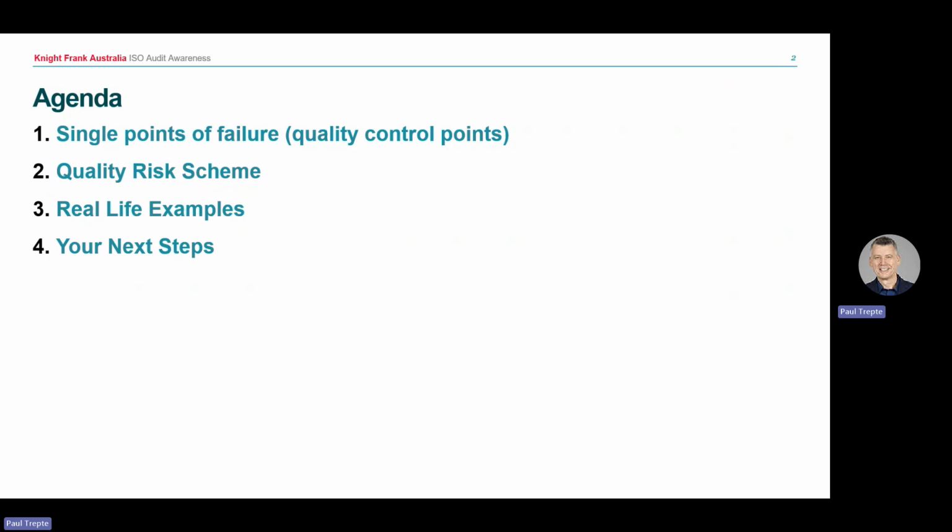What we're going to cover in this session is to look at single points of process failure, where we can implement quality controls or risk controls, the quality risk scheme that we have adopted within Knight Frank, some risk examples from the real world, and finally, the next steps that you will need to take after this session.